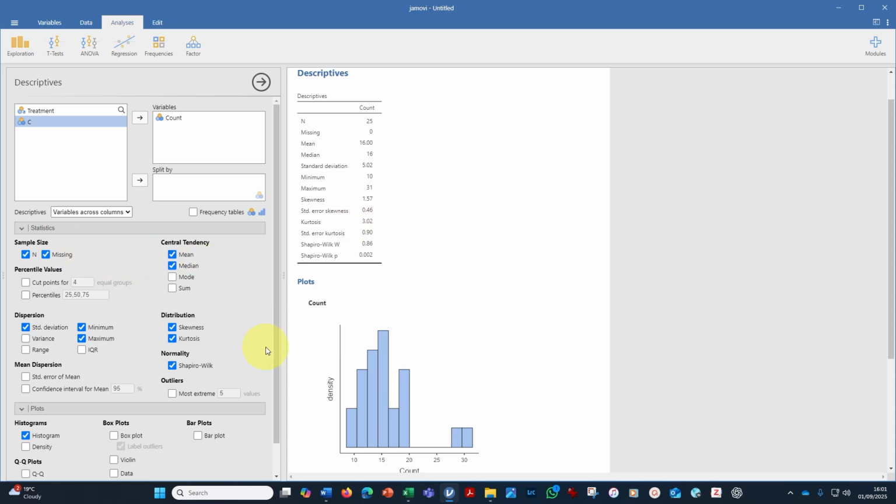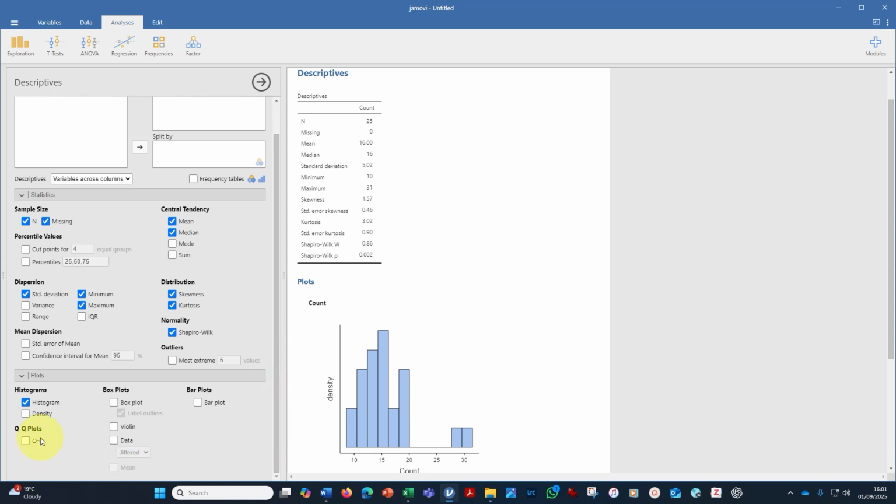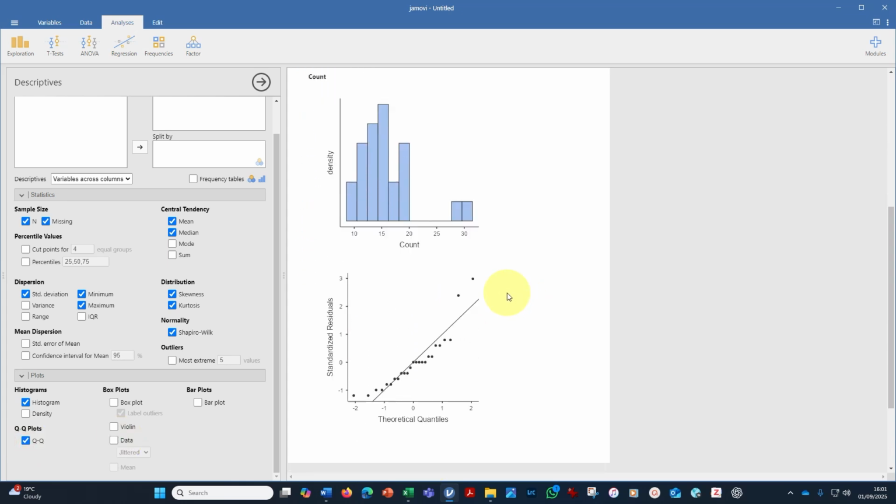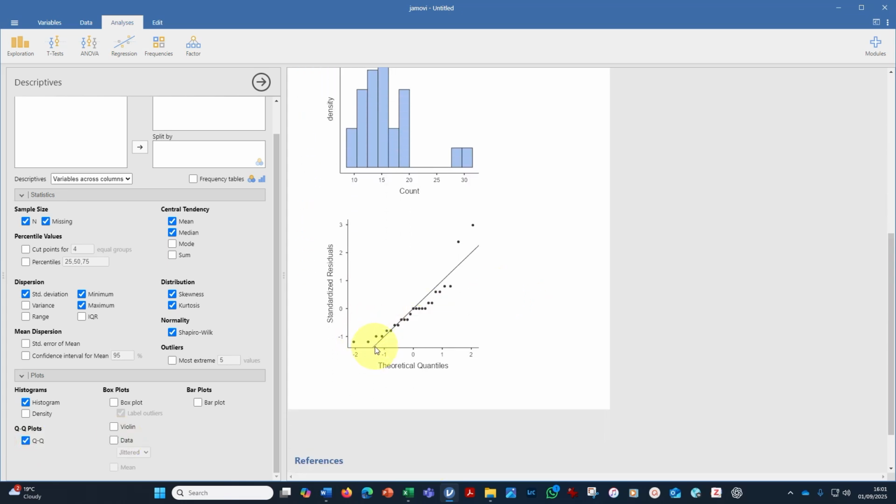A final check is the quantile plot. So here's a QQ plot. This plots the current data, or the residuals of the current data, against a theoretical normal distribution. If I put a tick there, nothing seems to happen. We have to scroll down and find it. Here, the straight line is the theoretical normal distribution, and the dots are our data.